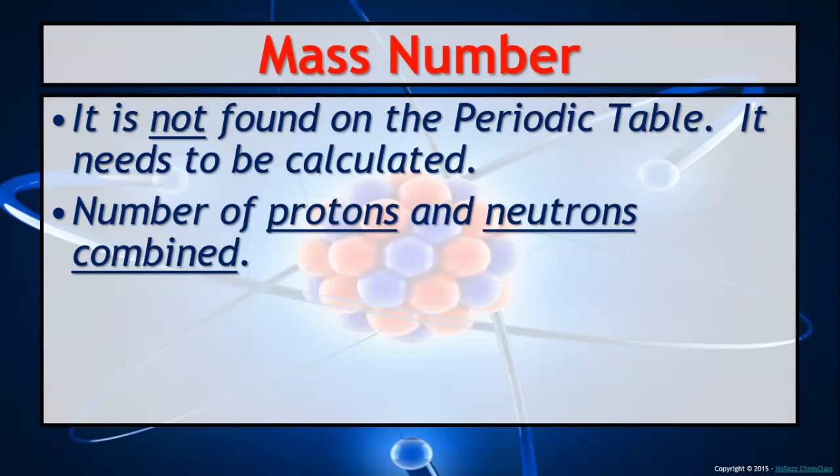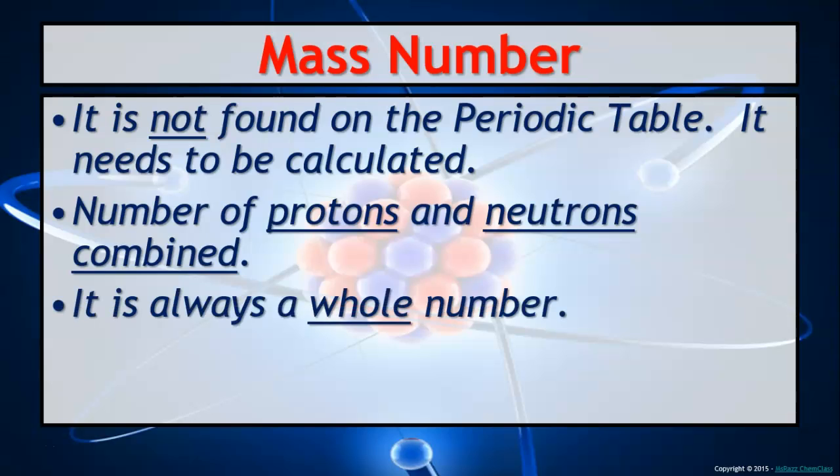So if we have an atom of oxygen that has 8 protons, because it always has 8 protons because it's oxygen, and it has 7 neutrons, then that means we have 8 protons, 7 neutrons, so a mass number of 15. 8 plus 7 is 15. It's always going to be a whole number because we can't have part of a neutron in an atom.